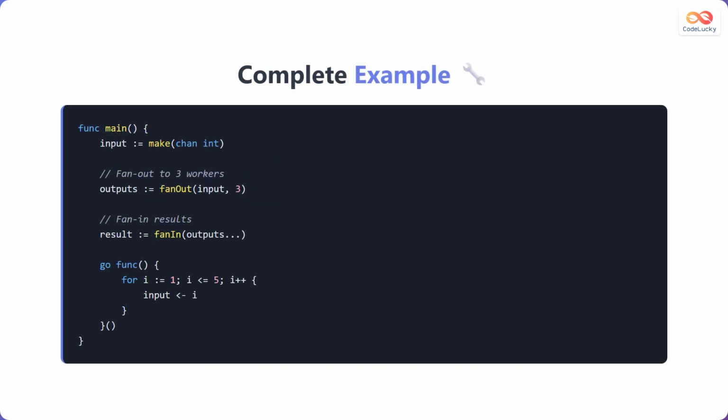This code provides a basic example of how to combine the fan-out and fan-in patterns. Inside the main function, we first create an input channel. Then, we fan out this input channel to 3 workers using the fan-out function. The fan-out function returns a slice of receive-only channels. After this, we fan in the results from the worker channels into a single result channel using the fan-in function. Finally, we launch a Go routine that sends the numbers 1 to 5 into the input channel.